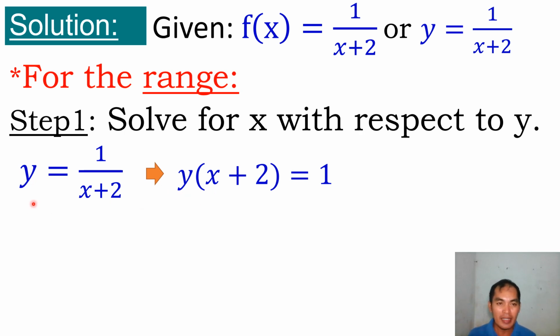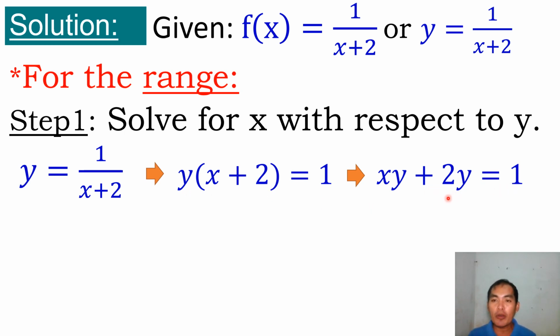X plus 2 times y. So we have here, the denominator of y is 1. 1 times 1 is 1. Then distribute y times x, then y times 2. We have xy plus 2y. So y times x is xy, y times 2 is 2y, equals 1.